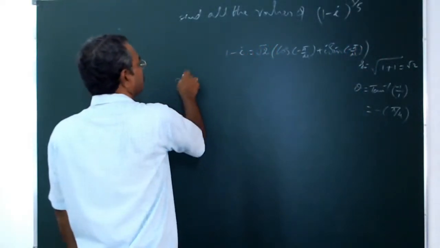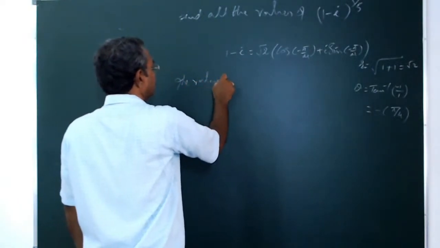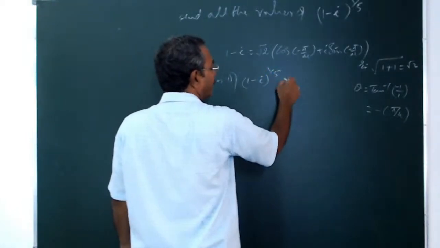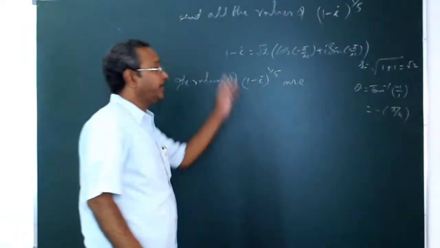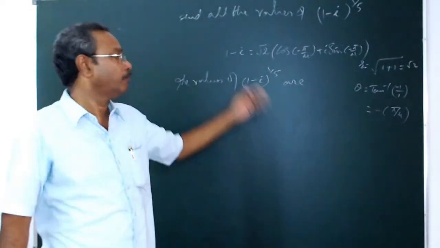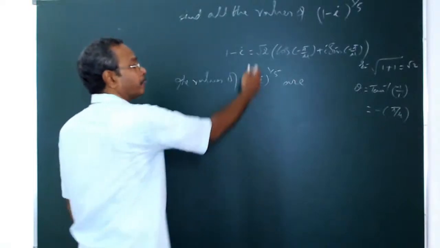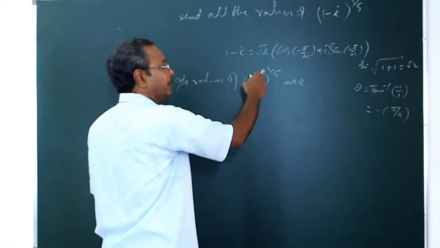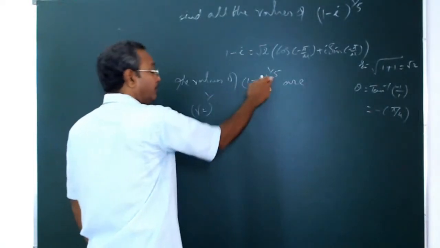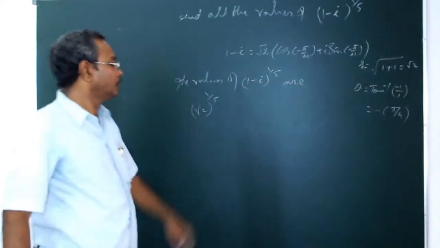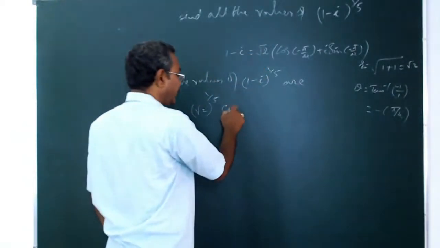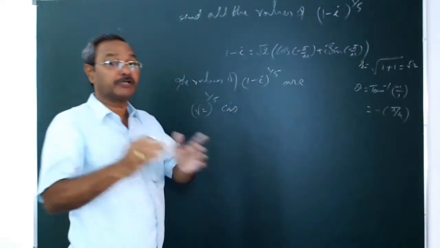Now, the values of 1 minus i to the power of 1 by 5 are, now we are writing the values of this 1 minus i to the power of 1 by 5. That is the fifth roots of 1 minus i. They are r to the power of 1 by n, that is root 2 to the power of 1 by our n, which is 5. So it is root 2 to the power of 1 by 5 into cis. Cis means cos plus i sine.